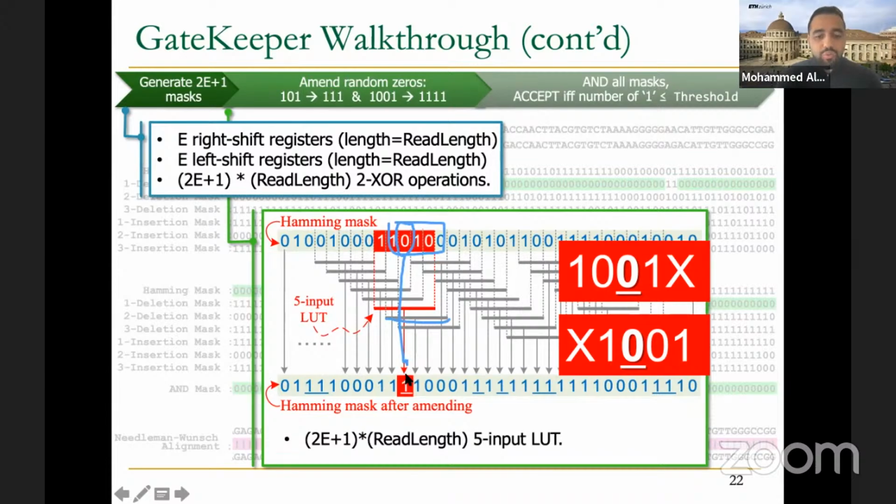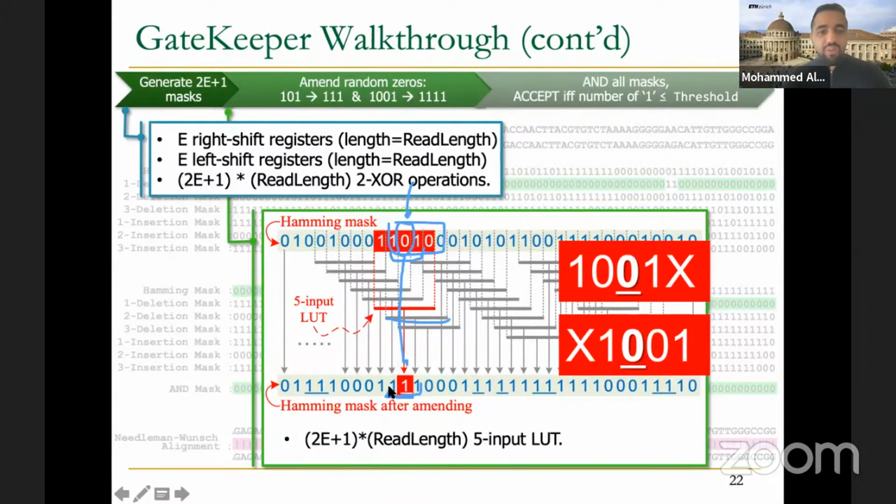Every output of this lookup table corresponds to the change we need to apply to the bit in the middle. So if we find the pattern 101, then the thing in the middle, which is 0, needs to be replaced with 1. That's why we produce 1 here, and this is how you get 111 in the output.